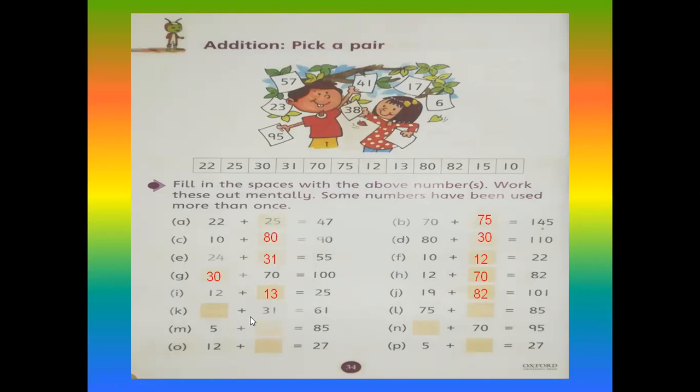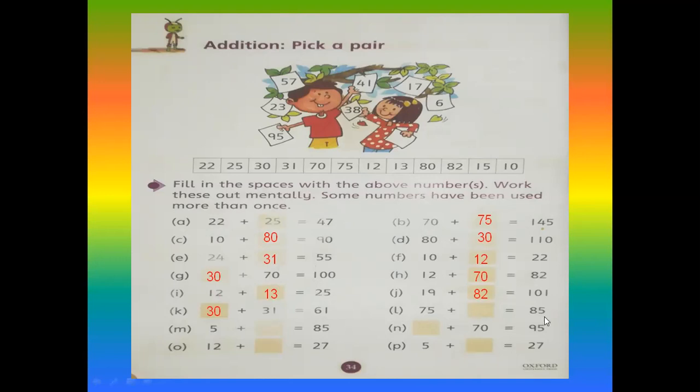K part. Dash plus 31 is equal to 61. This is half. The given number is half of the answer. So focus again. The first digit of the answer is 1, and this is also 1. It means the second number's first digit should be 0. And it is 30. 1 plus 0 is 1, 3 plus 3 is 6.